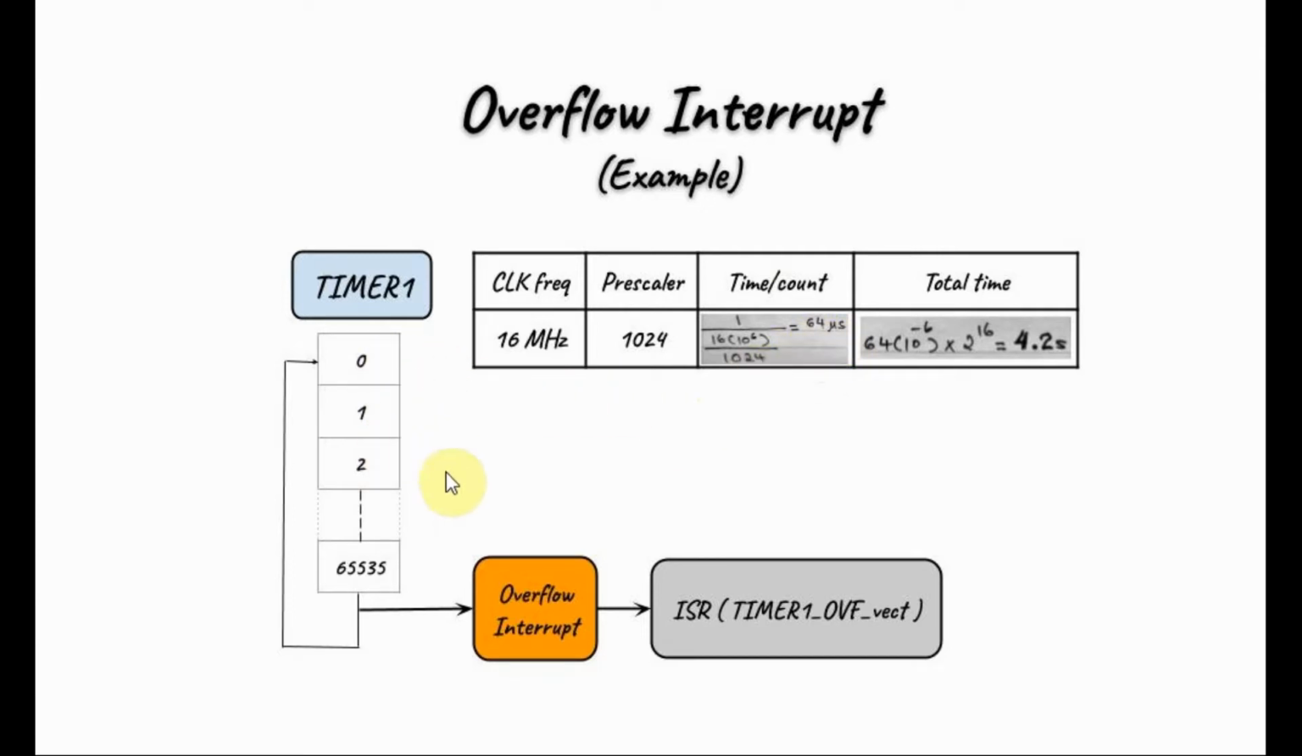Now we need to multiply this 64 microseconds by the total number of counts, which is 2 to the power of 16, and we get 4.2 seconds. So every 4.2 seconds, overflow interrupt will occur.